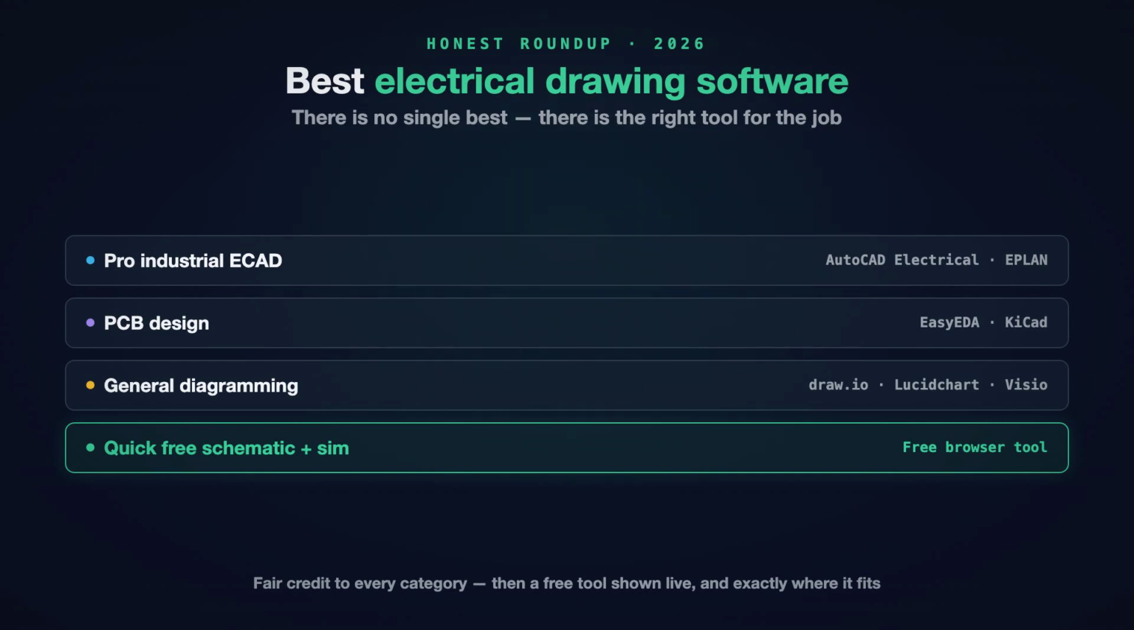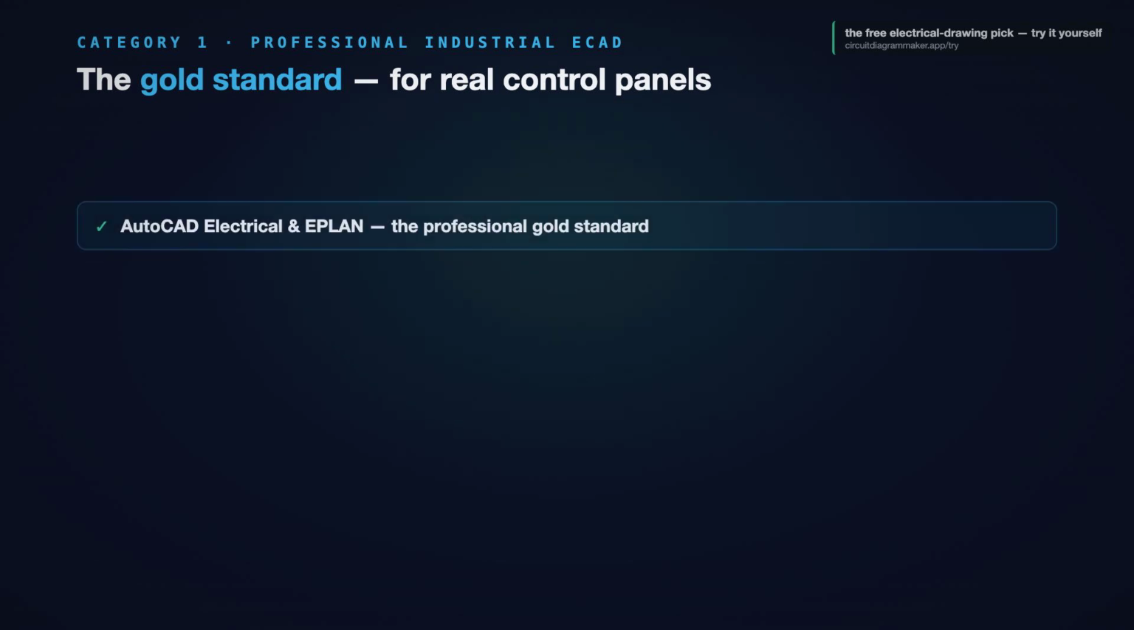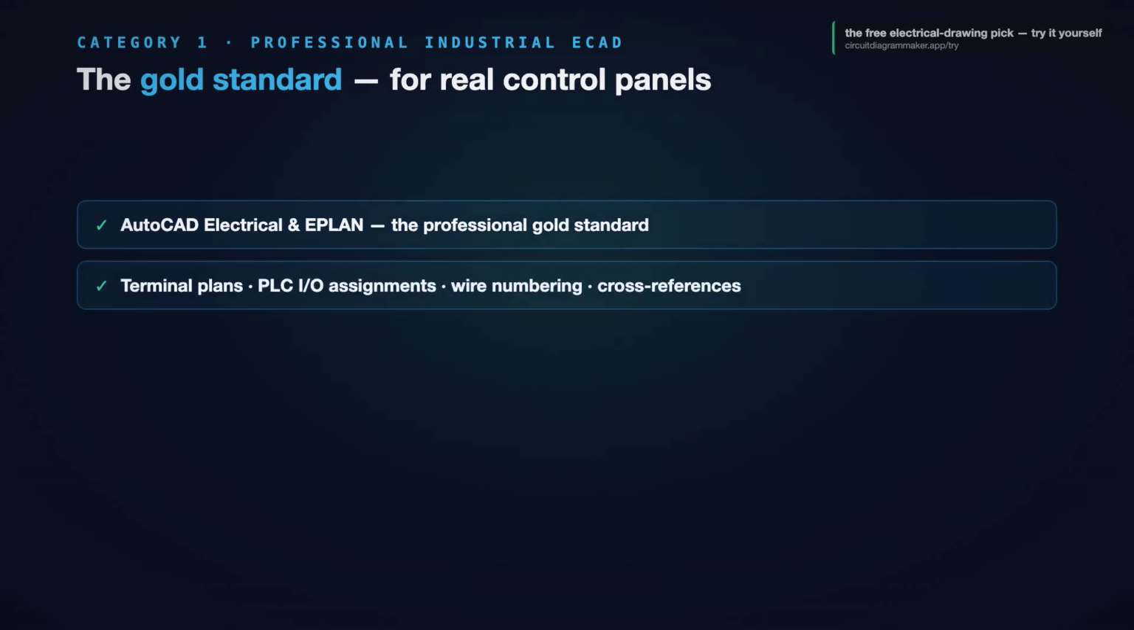Category 1. In the top of the food chain, professional industrial ECAD. This is AutoCAD Electrical and EPLAN. If you're designing a real control panel, terminal plans, PLC input and output assignments, wire numbering, cross-references, a full bill of materials generated from the drawing itself. This is the gold standard, full stop.